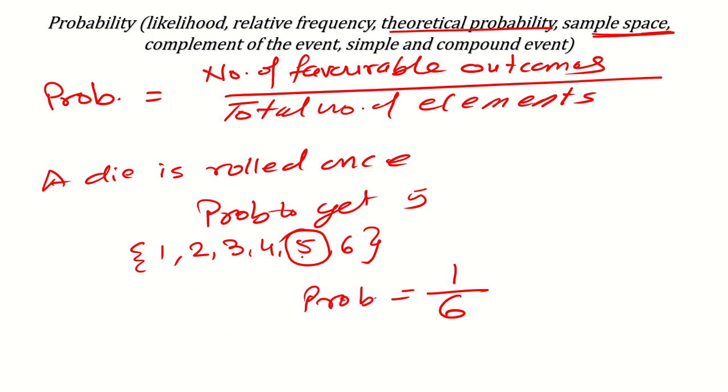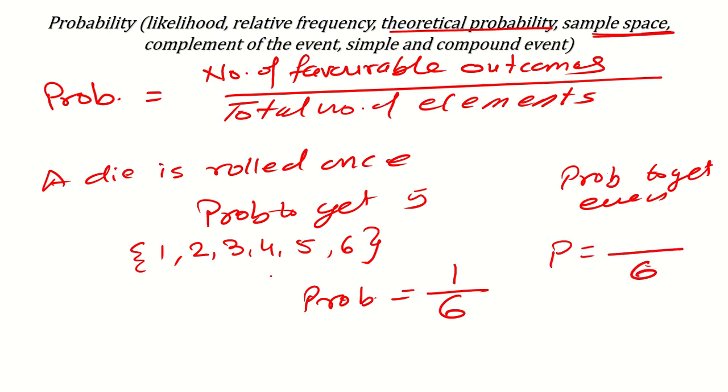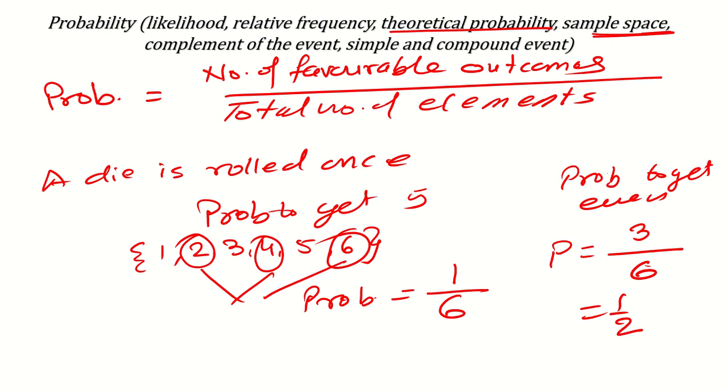Now, a die is rolled once. What will be the probability to get an even number? Total is 6, and how many numbers are even? 2, 4, 6. So 3 numbers are even. So 3 over 6 means 1 over 2, like 50%. So this is called theoretical probability.